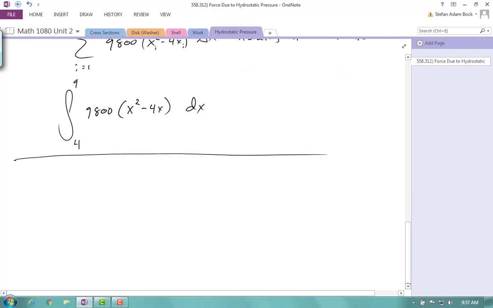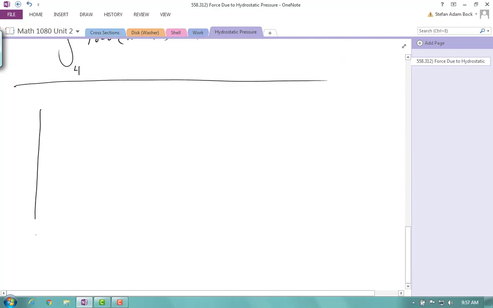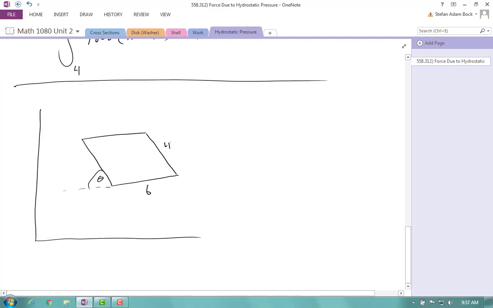So another situation we might have is a slanted plate, which works a little bit differently. Let's say I've measured the slant of this plate, and the slant occurs at an angle of theta. I'll make it a rectangular plate to keep things simple. Its width will be 6, and the height of the plate will be 4.